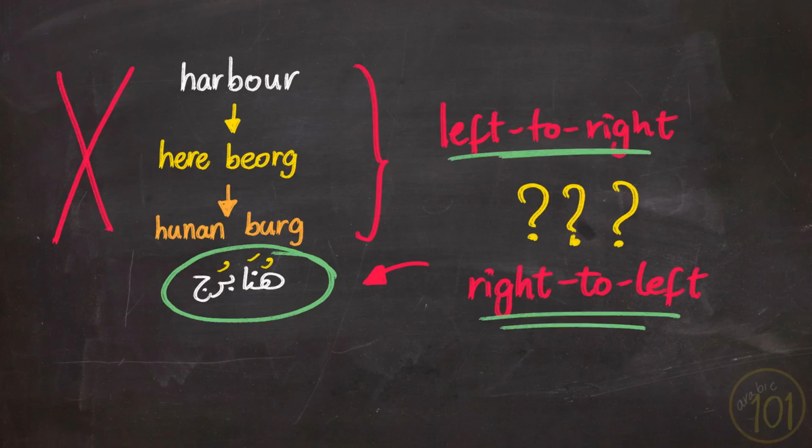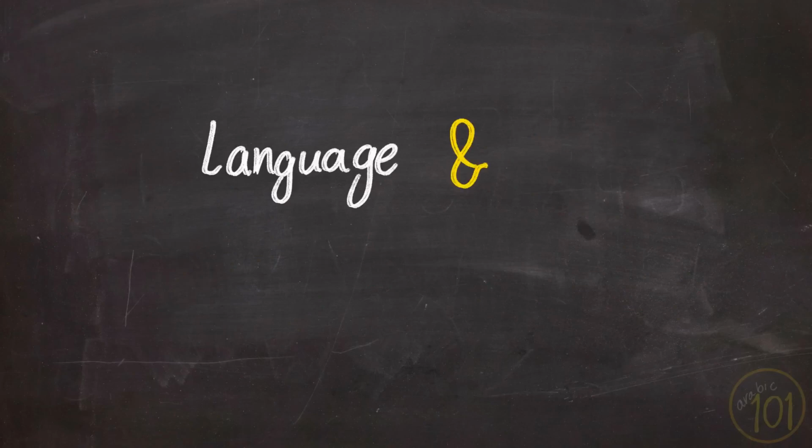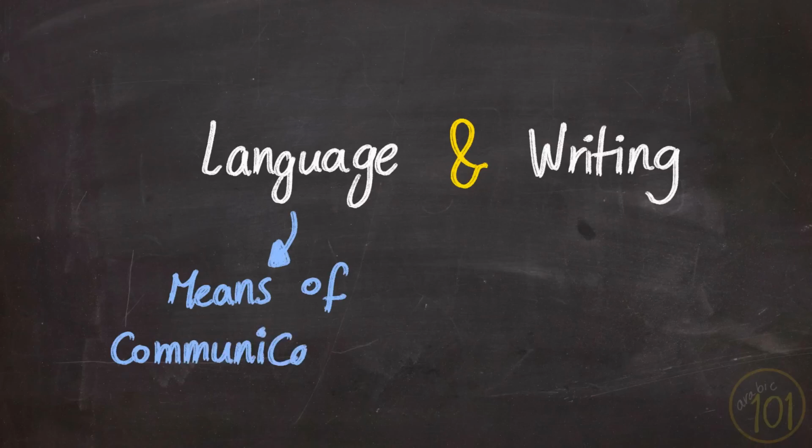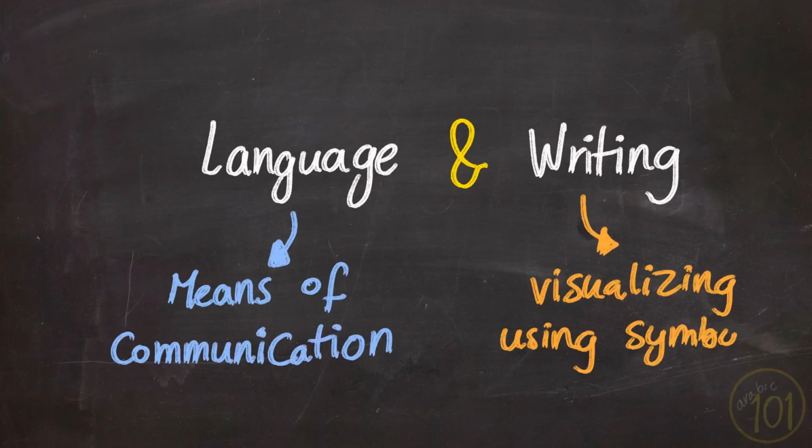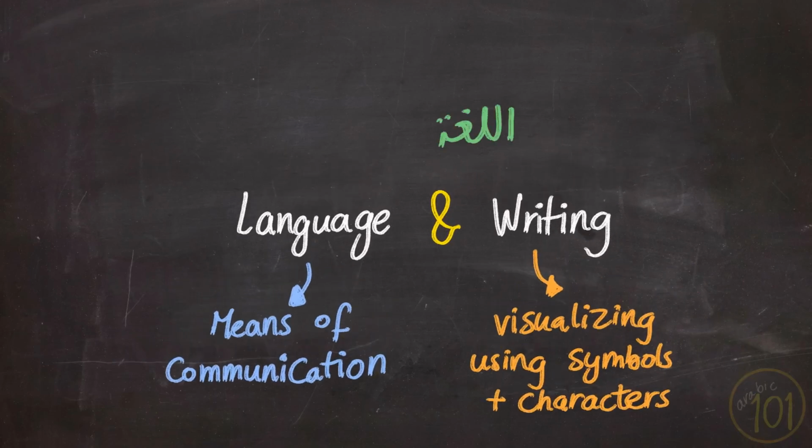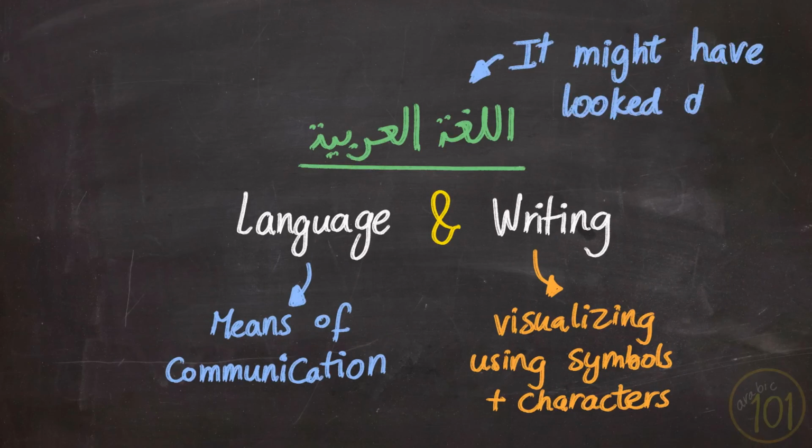Well, this is certainly true that Arabic is indeed different from that perspective. But we must differentiate between two things: language and writing. Language is the means of communication, while writing is the visual representation of a language using symbols and characters. So it is very likely that Arabic in very ancient times looked different than what we see and recognize today.